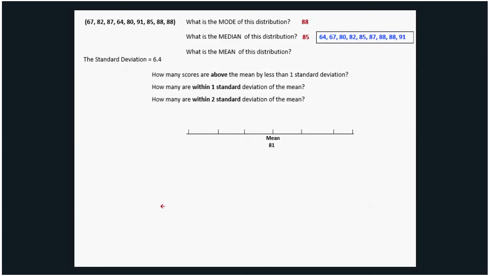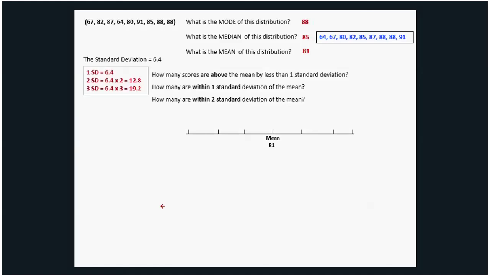So now what is the mean of the distribution? To get the mean, we'd add all these up and then divide by the number. And I'm going to go ahead and give you 81 as the mean. And I'm pretty sure that if they have more than 3 or 4 scores, they're not going to have you figure the mean. They're going to give you that. The standard deviation is 6.4.